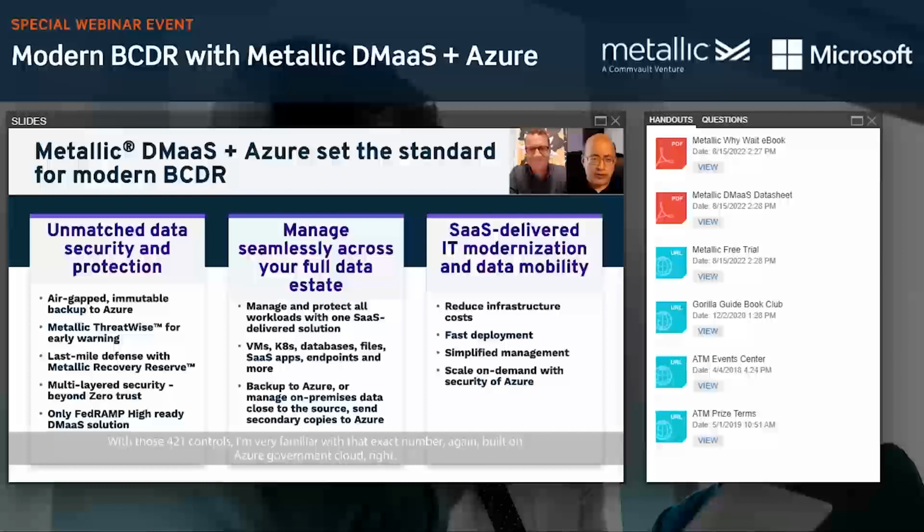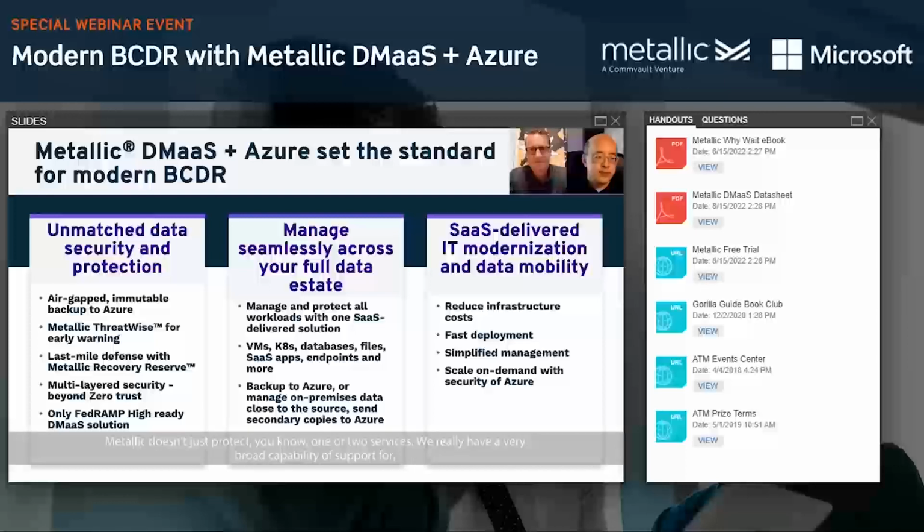I'm very familiar with that exact number. Again, built on Azure Government Cloud, right? I mean, a fantastic combination of our technologies. Yeah. And then addressing that resource gap by being able to manage assets wherever your data lives, on premises, in the cloud, in a SaaS service, from a single platform.